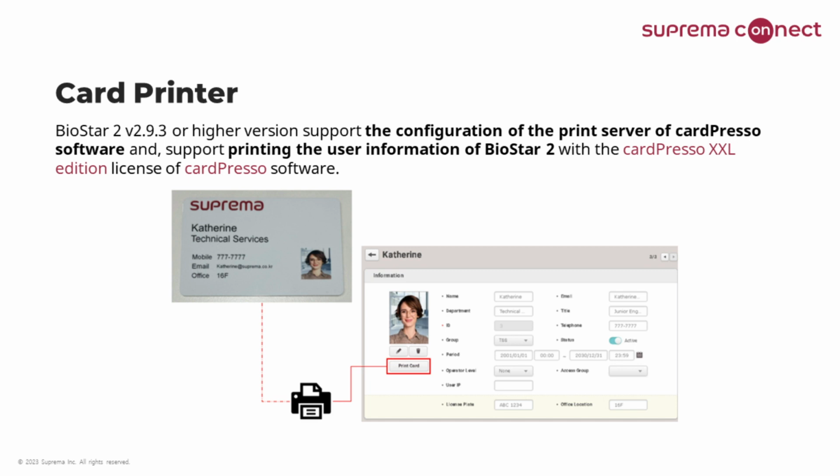profile image. The name of the card printer software that can be connected in this way is called CardPresso, and that manufacturer name is also called CardPresso. Now, let's find out what information can be printed out on these cards on the next page.